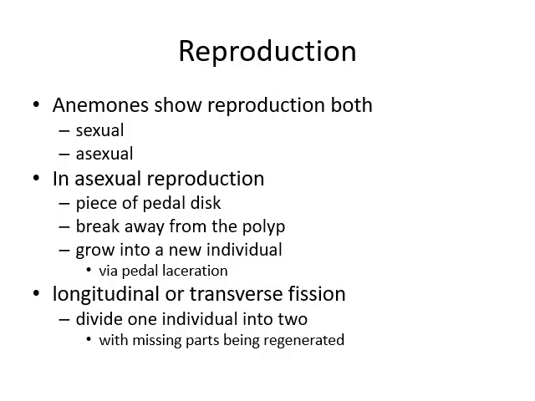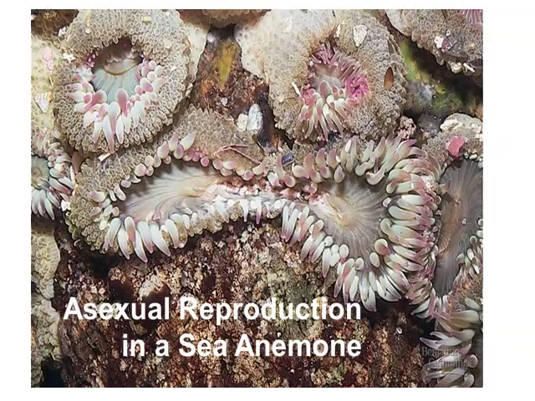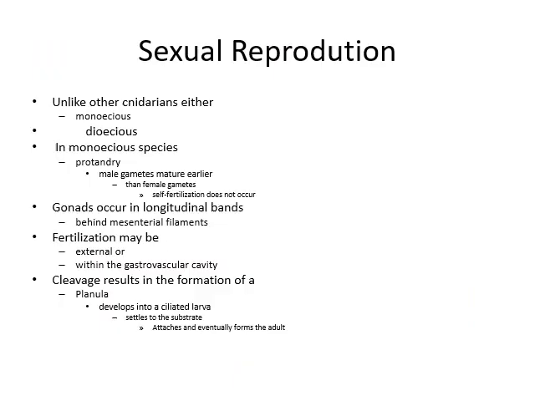Reproduction. The sea anemone reproduces in two ways, sexual and asexual. In asexual reproduction, a piece of the pedal disc breaks away from the polyp and grows into an individual via pedal laceration. Longitudinal or transverse fission also takes place, which divides the animal into two, and missing parts are regenerated. Here you can see asexual reproduction in sea anemone. So there is a transverse fission, creating two more sea anemones.